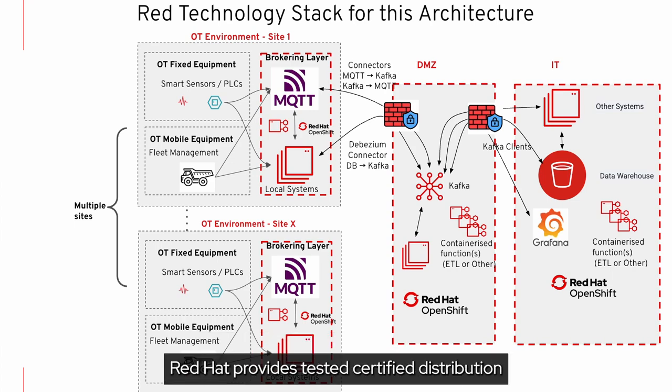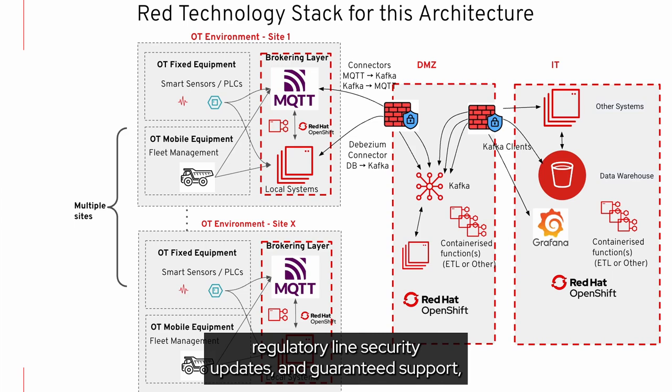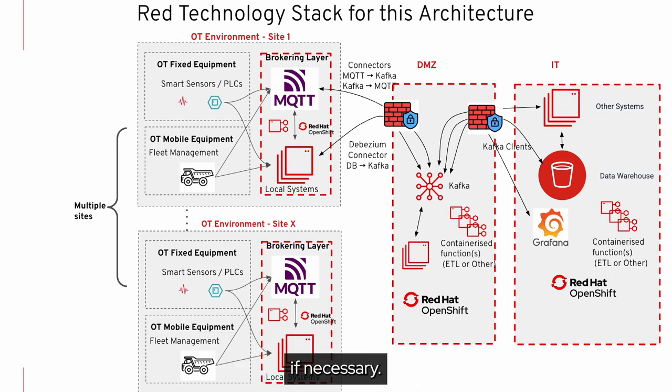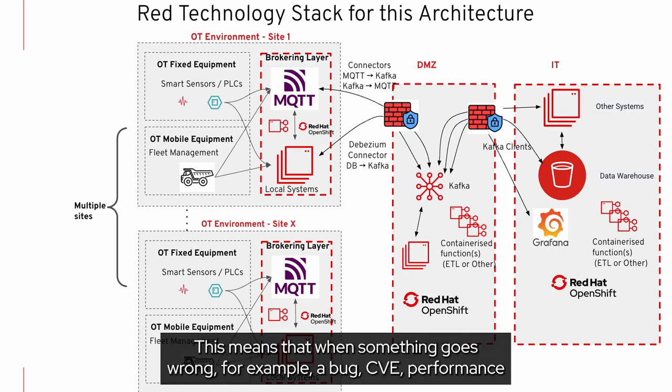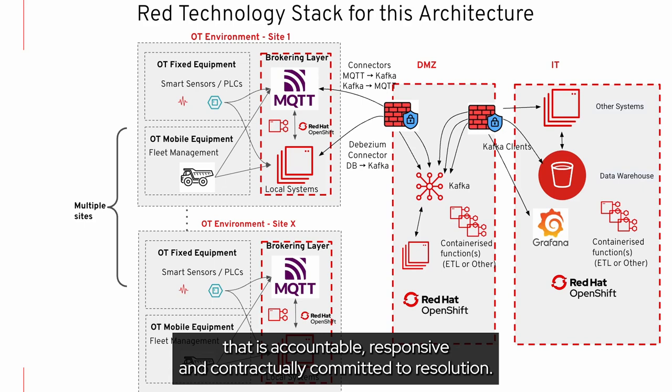Red Hat provides tested, certified distributions, hardened container images, lifecycle management, regulatory-aligned security updates, and a guaranteed support SLA. This means that when something goes wrong, for example a bug, CVE, performance regression, connector failure, or cluster outage, the business has a vendor that is accountable, responsive, and contractually committed to resolution.